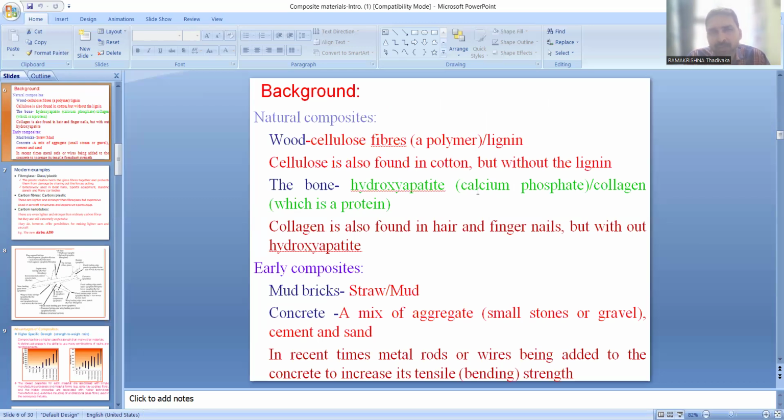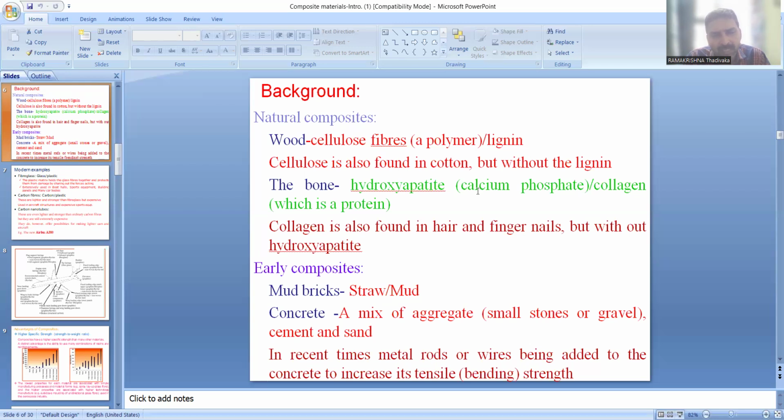First of all, let us discuss the background of composite materials. What is the background of composite material? That is the natural composite. First, our forefathers used natural composites. The best example of a natural composite is wood. In wood, cellulose is the fiber reinforcement and lignin is the matrix. Cellulose is also found in cotton but without lignin.